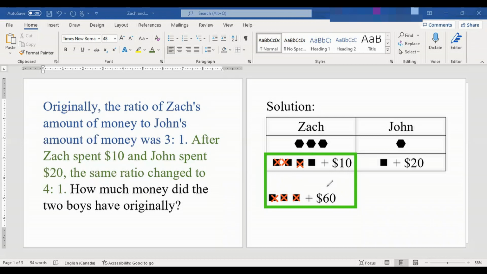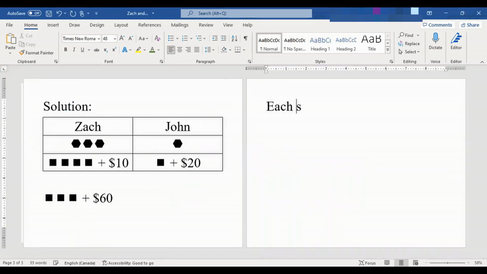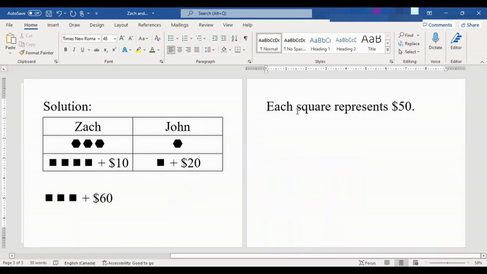So, if $60 is represented by 1 square and $10, if we were to just take away the $10 from 60, we have $50 remaining and 1 square remaining. So this proves that 1 square must represent $50. And we'll write this down as it is an important finding for our question. We'll write each square represents $50. There.